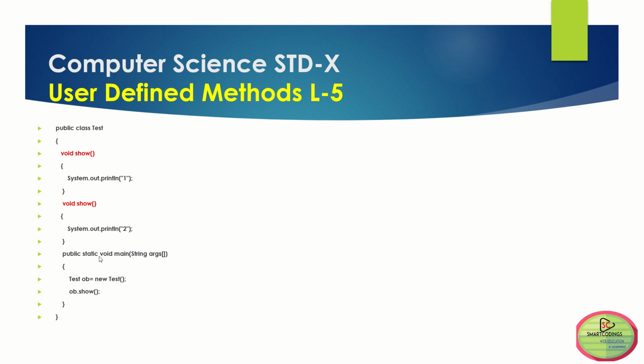Now, from the main method, we are creating an object of the test class, that is, ob is the object of the test class. Now, when we call ob.show, the problem is that we are confused about which version of show to call, because both are of the same type since no argument is passed. As we are confused, the compiler will also get confused about which version of show to call, because the third condition is not fulfilled.